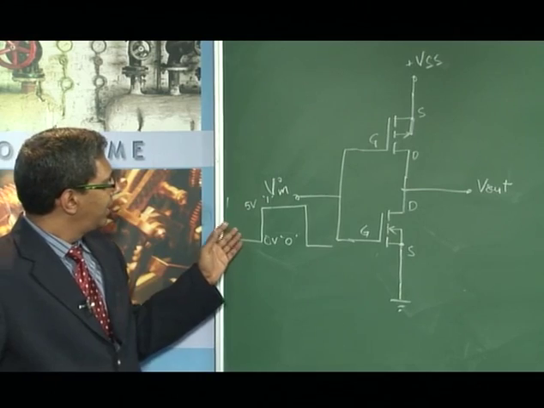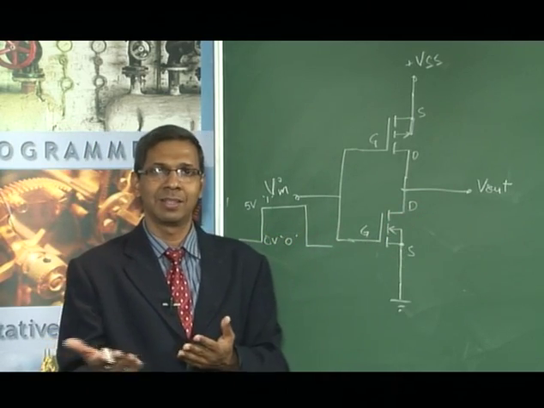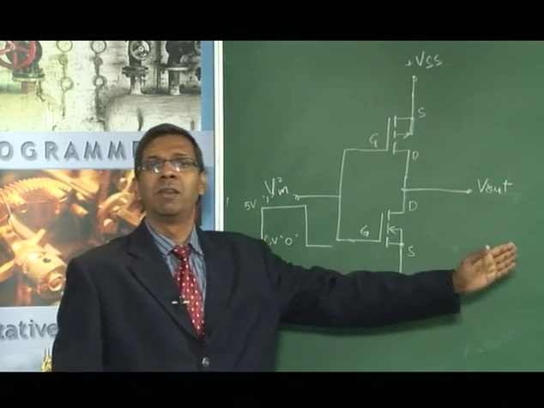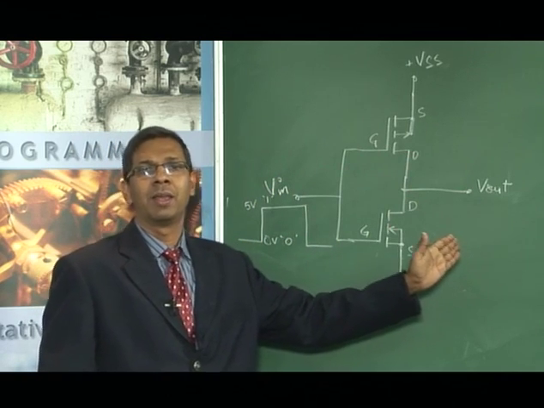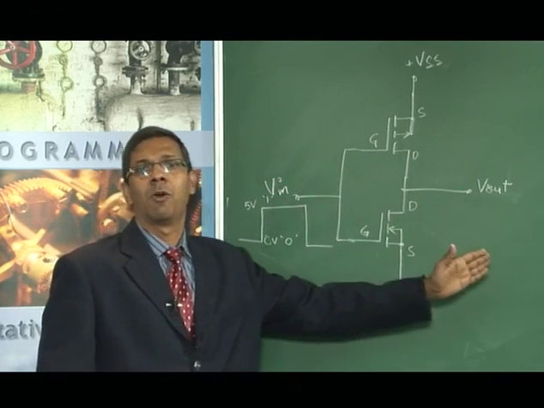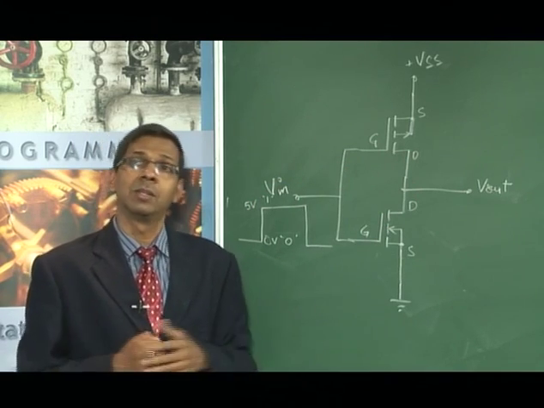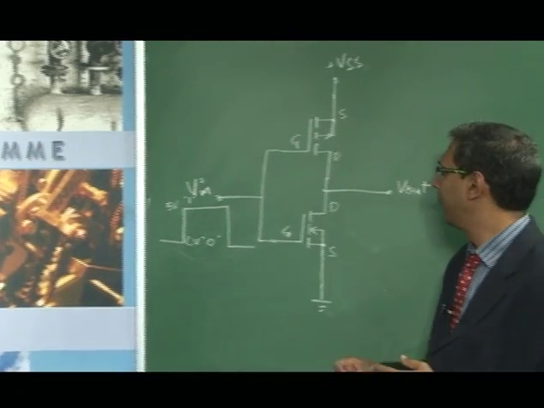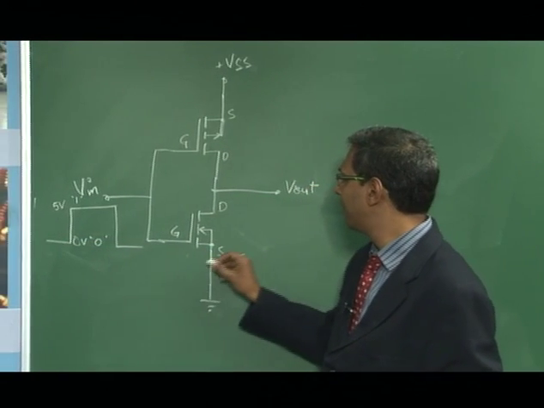So let us see, if this is the input that I give, the output should come inverted, in the sense whatever is the input here, the output would be inverted. In the sense, if the input is logic 0, the output should be logic 1. If the input is logic 1, the output should be logic 0. Now how does this circuit work and why is it so special? Okay, so let's try and analyze this particular component. So whenever Vin is 0, so what happens now?